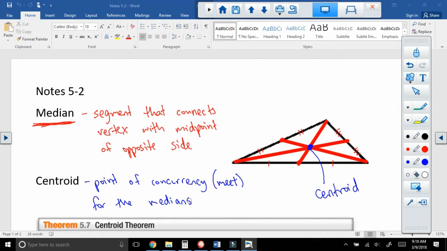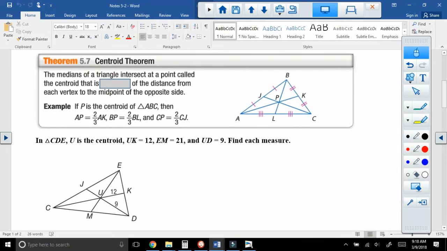And just like how the circumcenter and the incenter had something special about the location of that for those triangles, the centroid has something special about its location based on the triangle that we have here. So for the centroid, the medians of a triangle intersect at a point called the centroid, and it is 2/3 of the distance from each vertex to the midpoint of the opposite side. So it's 2/3 the way across the triangle from vertex to the side. And you can probably tell here, this is the 2/3 part. This would be the shorter part here.